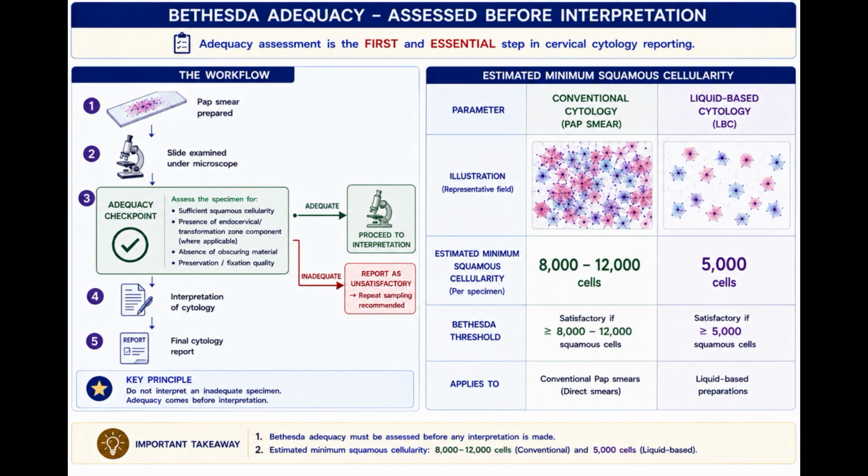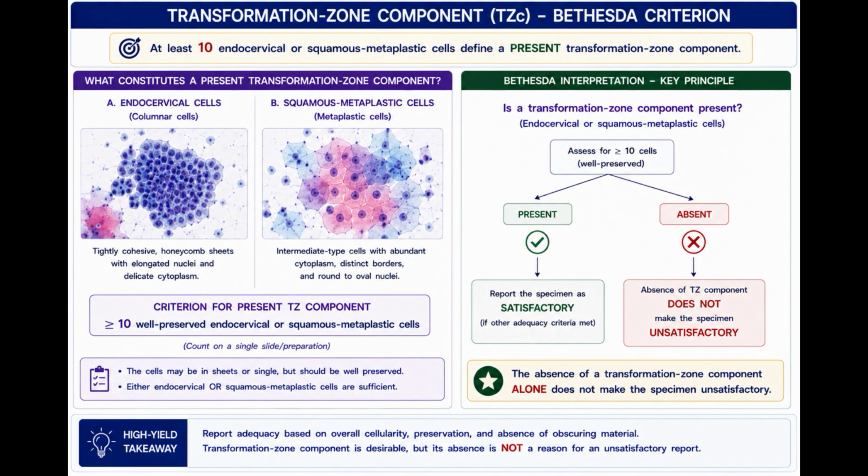Bethesda adequacy is assessed before interpretation. The estimated minimum squamous cellularity is 8,000 to 12,000 cells for a conventional smear and 5,000 cells for a liquid-based preparation. At least 10 endocervical or squamous metaplastic cells define a present transformation zone component. Its absence does not make the specimen unsatisfactory.